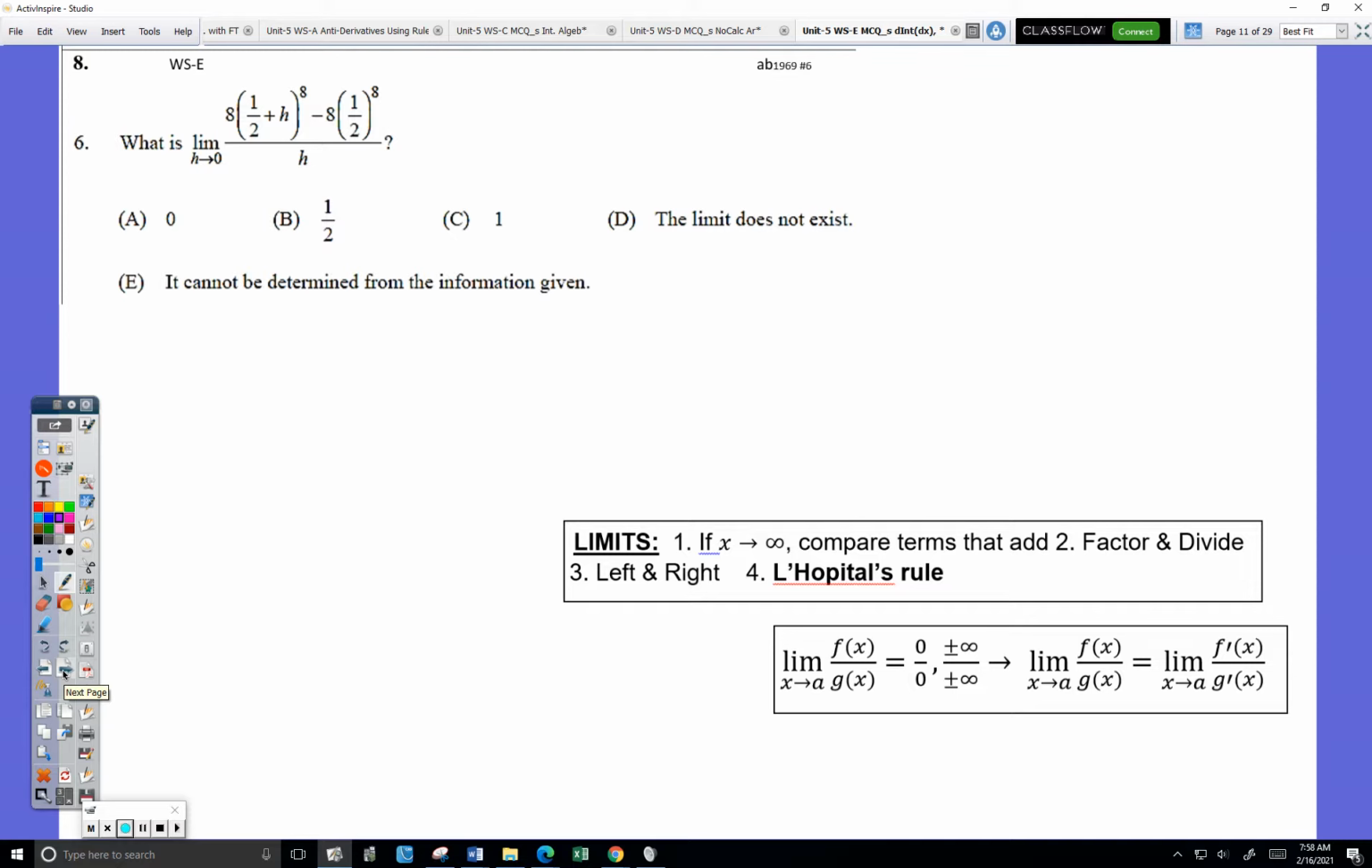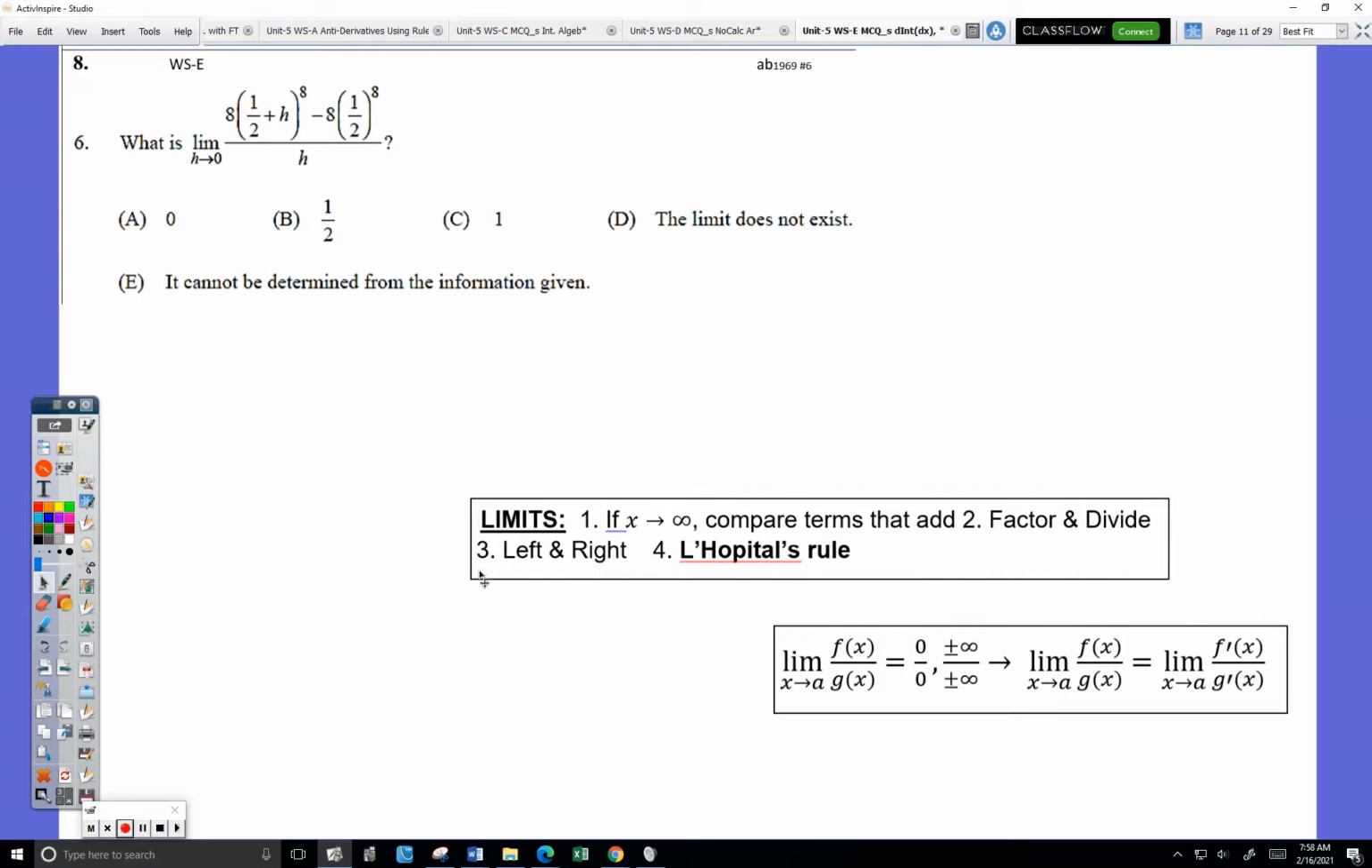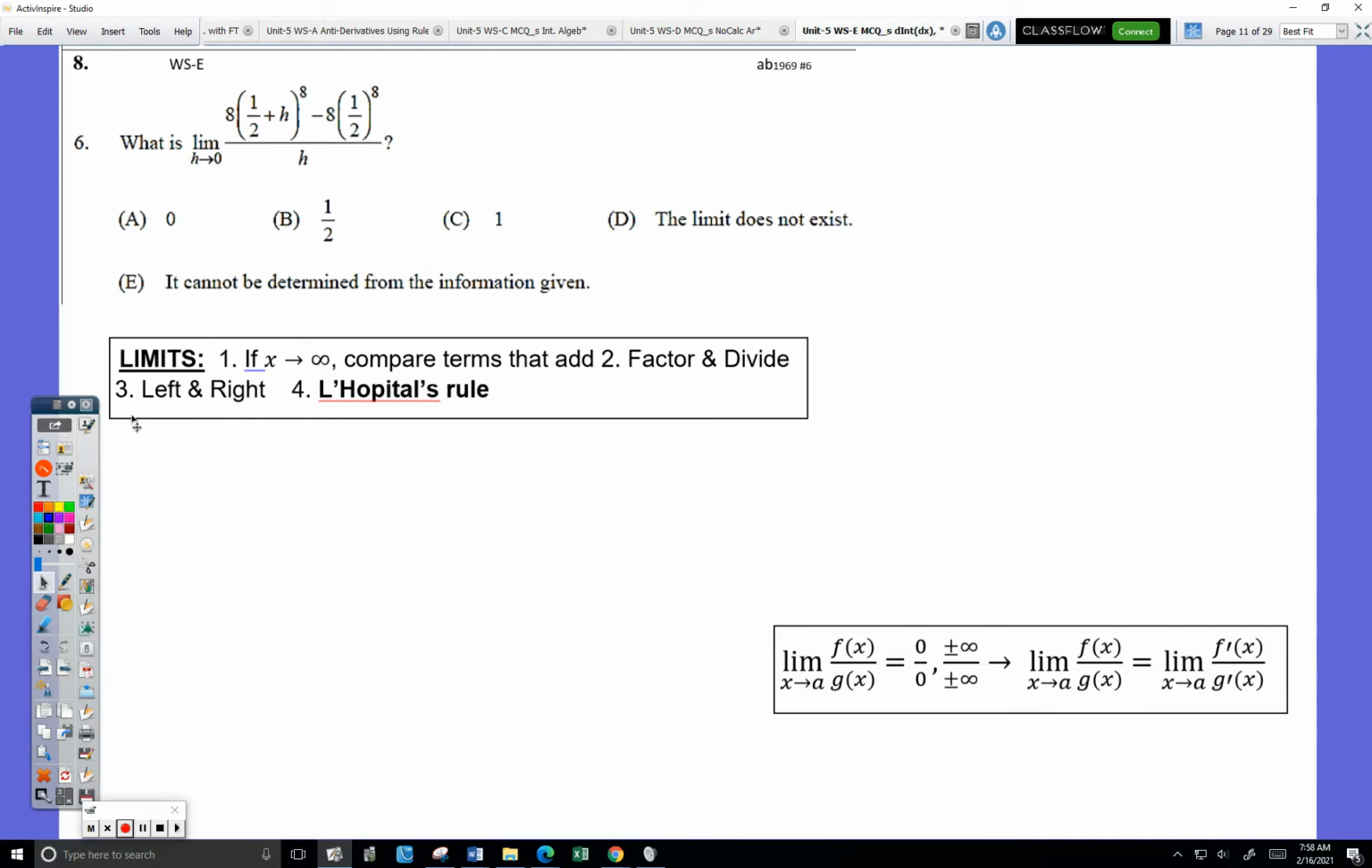We haven't looked at limits since about September, really. Well, probably there was a limit. Test 3 probably had a couple of limit questions. So, first thing you need to remember is this limit flashcard. Trying to find a limit, we look to see if x is approaching infinity. And in this case, x is not approaching infinity. So we're going to skip step 1. We go to step 2.